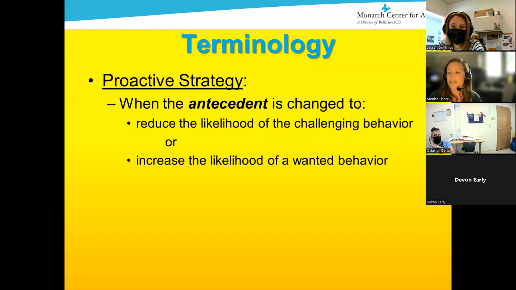And those are things of, okay, if we don't want problem behavior occurring, what is the antecedent that brings about or evokes that problem behavior? Let's change it. Let's either get rid of it, let's do something about it so that that behavior doesn't occur.